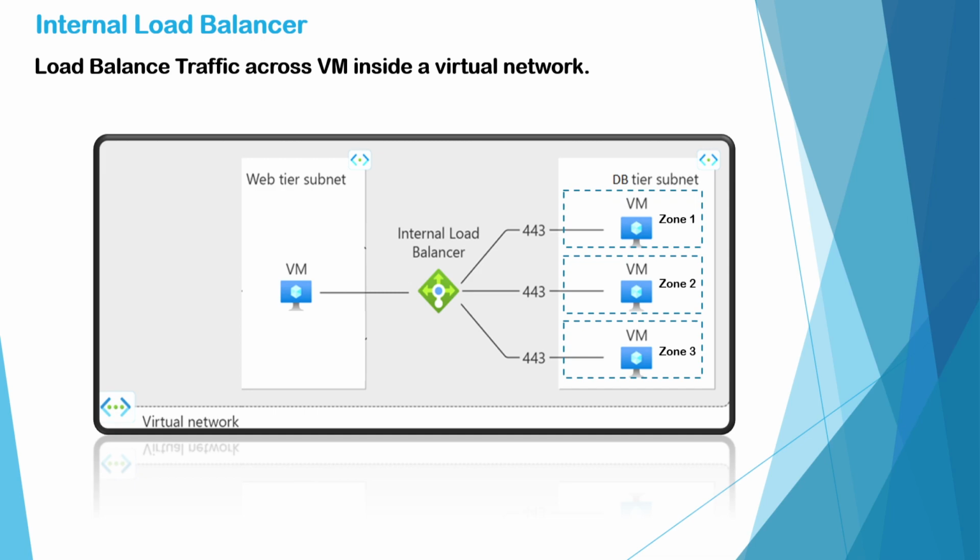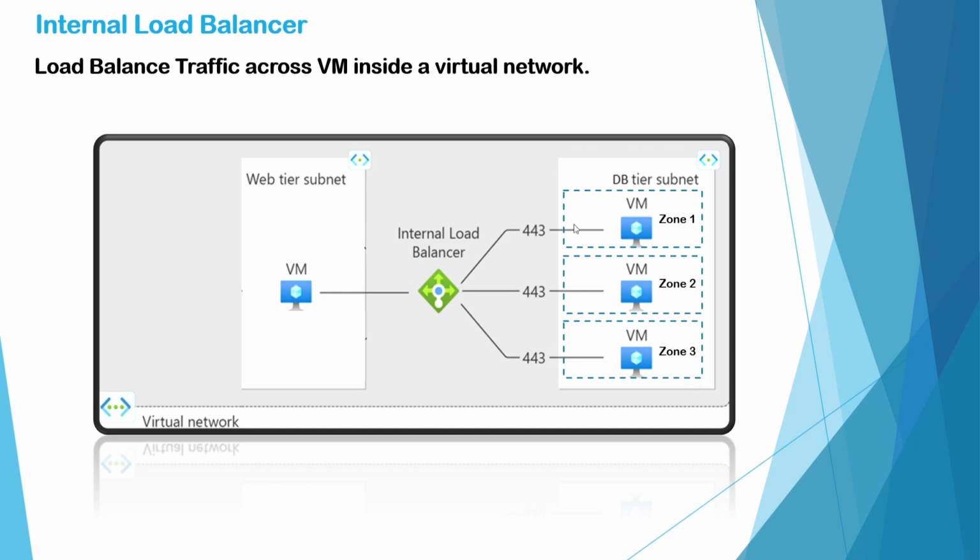What is an internal load balancer? As you can see in the picture, it will balance the load of your internal traffic to your distributed virtual machines. Let's say, for example, you have one web server, and just to achieve redundancy, you have created three database servers. You want to balance the load, whatever traffic is coming from your internal network, that will land on your internal load balancer virtual IP, and this load balancer distributes the load across these three virtual machines.